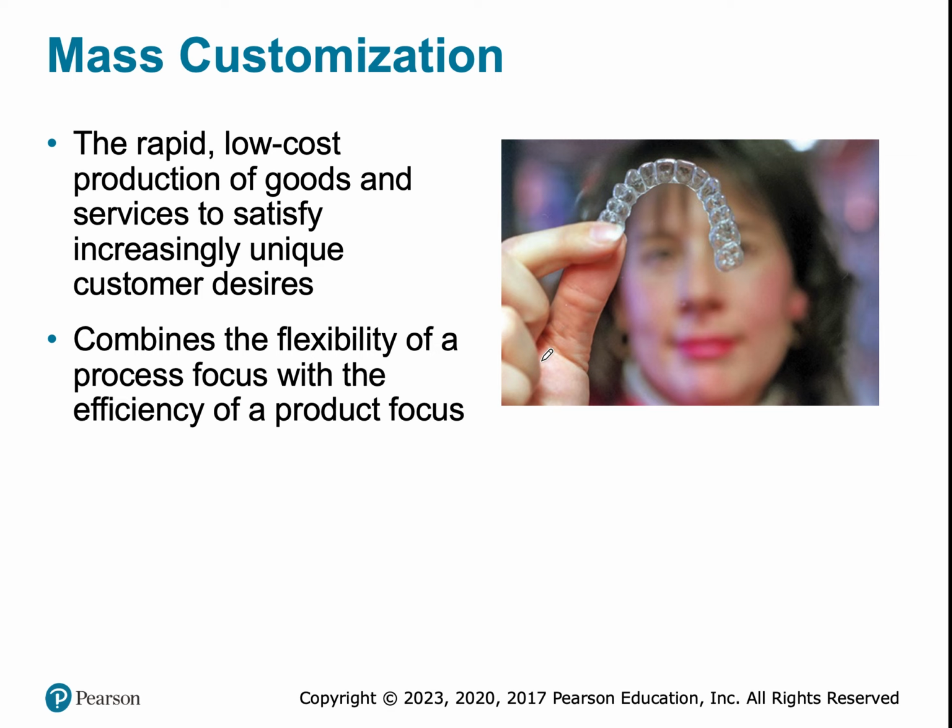Then the fourth one is mass customization. Mass customization strategy. Here, we normally have what we call low cost production of goods and services in order to satisfy the increasing yearnings of the customers. People want to buy things a lot, but they want it cheap.